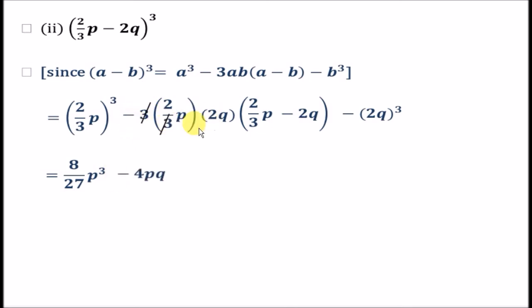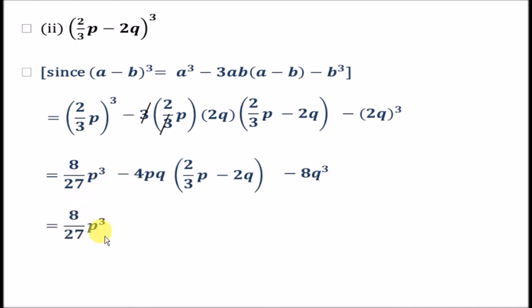Minus 2 2s are 4, p into q, p³. So minus 4pq into (2/3 p − 2q). Minus 2 2s are 4, 4 2s are 8, q³. q is a variable, so the cube will remain for q, minus 8q³.